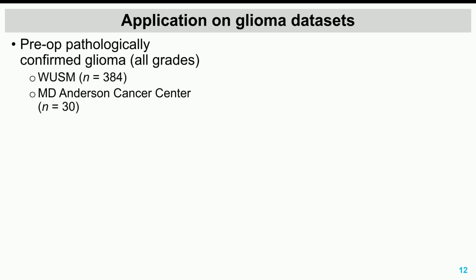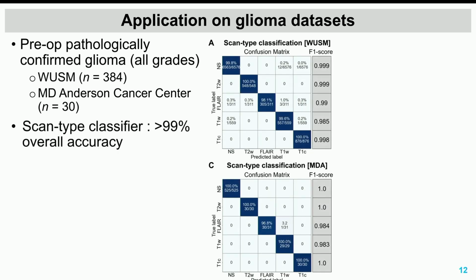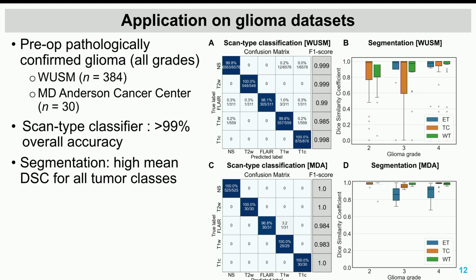So we evaluated the results for this framework on 384 cases from WashU and 30 cases from MD Anderson. For the scan type classification, we got over 99% accuracy for the 4 classes that we addressed in this framework. And for the segmentation, we also got a high mean dice similarity coefficient for all the tumor classes. You can see here the box plot, which is stratified by the glioma grade. And the different colors represent the enhancing tumor, the tumor core, and the whole tumor classes.